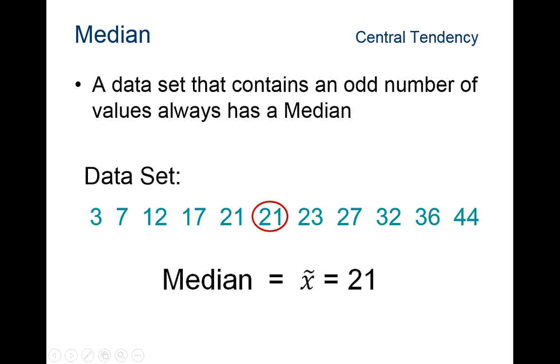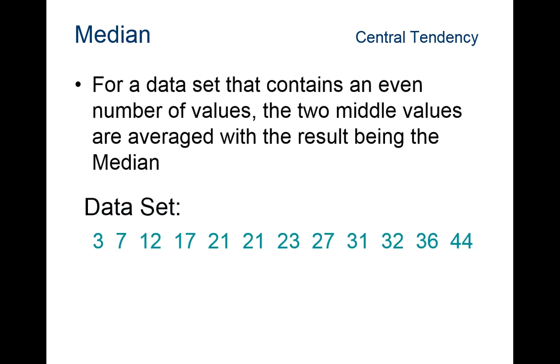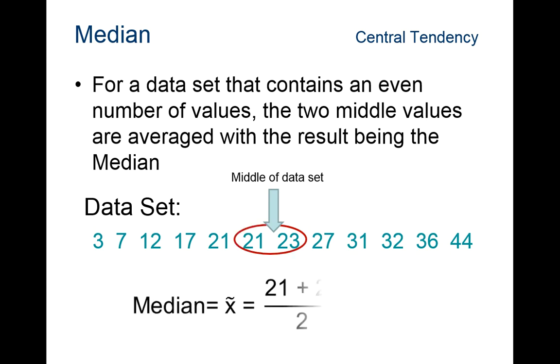If there is an even number of values, the two middle values are averaged with the result being the median. So I'm going to take the two numbers in the middle, 21 and 23, add them together, and divide by 2. So the median is 22.